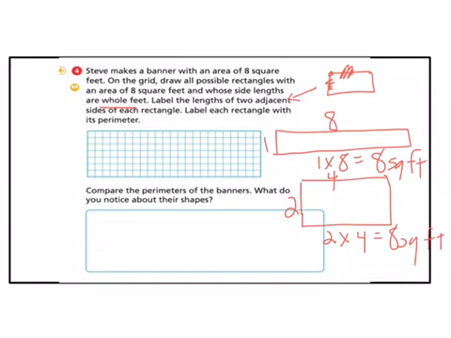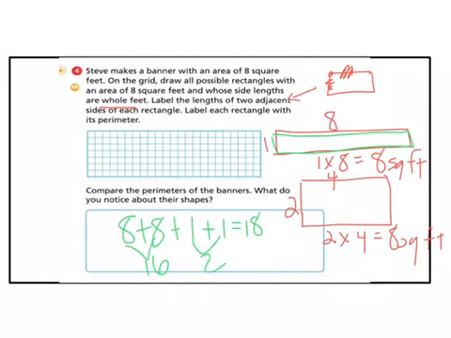So then the question says to compare the perimeters of the banners, what do you notice about their shapes? So we could say that the banner with the greater perimeter is long and thin. So if we look at this banner, I'll make it a different color so we can see it better. Sorry about that noise, my iPad's making a squeak. So this banner right here would be 8 plus 8 plus 1 plus 1. And that perimeter would be, this would equal 16, this would equal 2. So that perimeter would be 18. So I'm going to put a P equal 18.